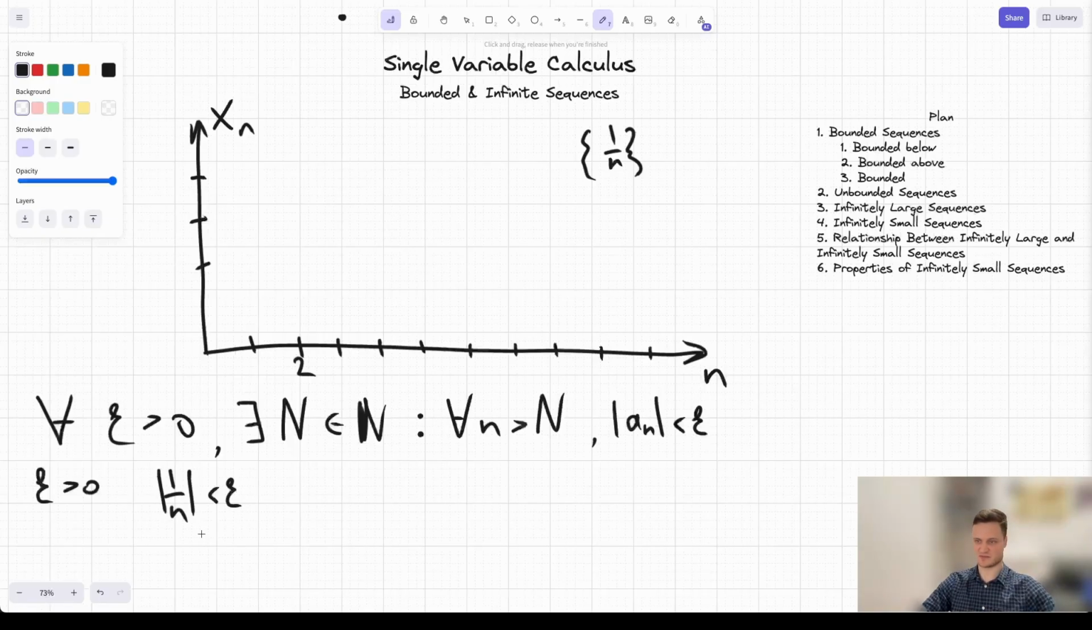Since n is a positive number, this fraction will also be positive, so we can open the absolute value, and this will be the following inequality. To solve for n, we can take the reciprocal of both sides. Important note: when taking the reciprocal of both sides of an inequality, where both sides are positive, we must reverse the direction of the inequality. So this becomes n is more than 1 over epsilon. Now let's choose capital N to be the greatest integer less than or equal to 1 over epsilon.